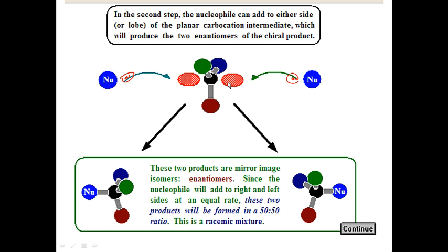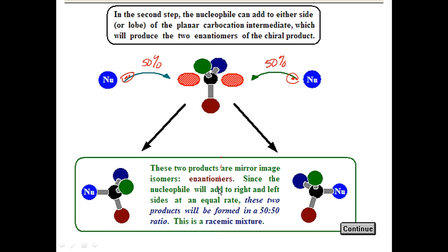Well, there's nothing stopping it from adding to either side, so 50% of the time it's going to add from the right, 50% of the time it's going to add from the left. And what's that going to do? Well, when it adds to the right, I'm going to end up with this molecule. Now, these colored groups, this dark blue, green, and red, are different than the nucleophile's light blue. When the nucleophile added to the right lobe or to the left lobe, what happened? I get this molecule, and what are these two molecules?